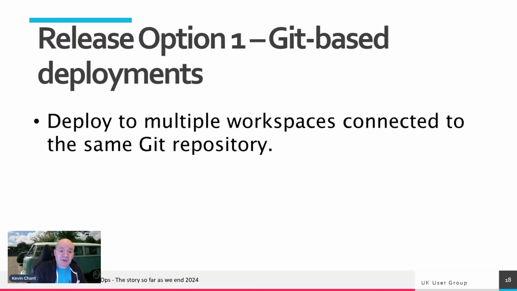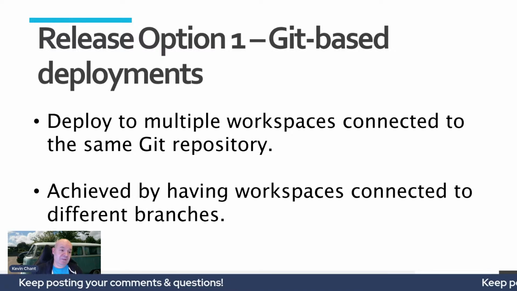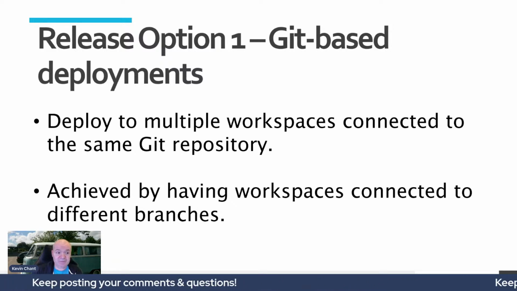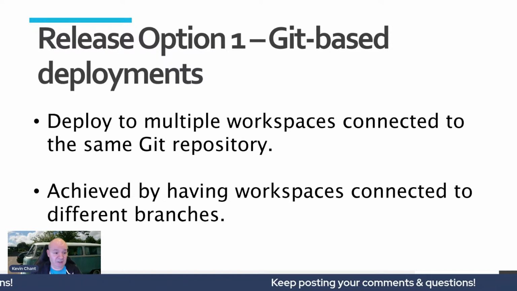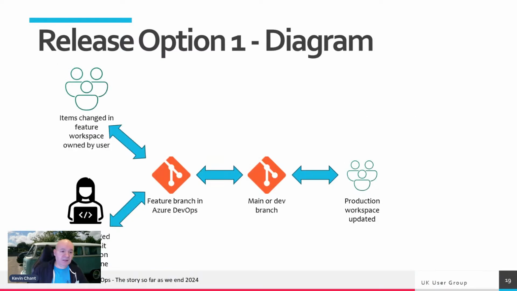So the first one is Git-based deployments, and this is where you deploy the multiple workspaces connected to the same Git repository. And you do this by working with multiple branches. So as you saw just now, you can use that kind of paradigm. So have your feature branches, then have a workspace that's backed by a dev branch to represent your development environment. Then when it goes to working in a workspace that represents the test environment, have that backed by a test Git branch, etc., etc. And here is a diagram to help you visualize this.